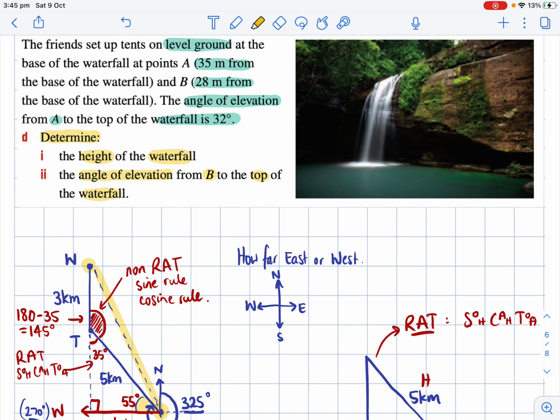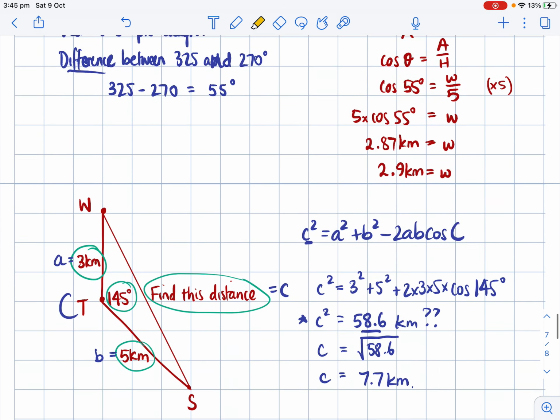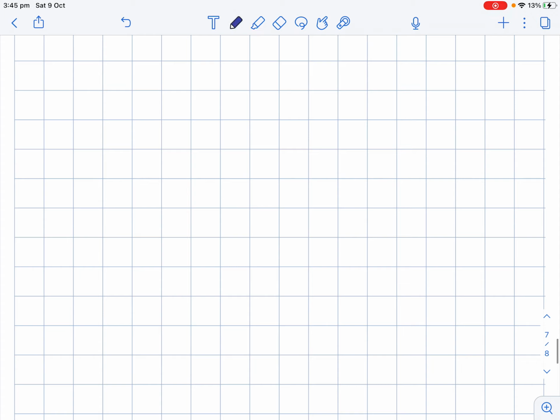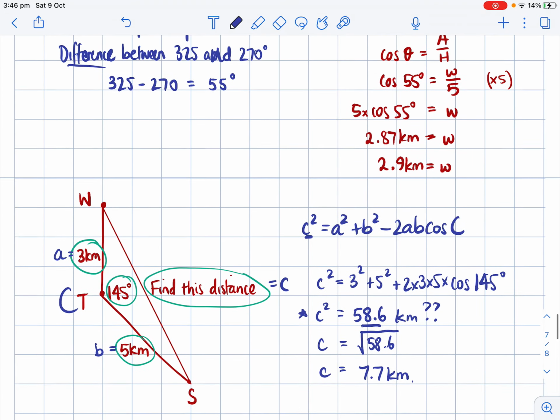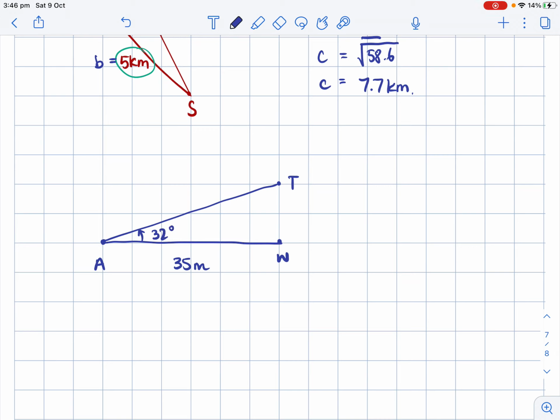Okay, so let's start our diagram again. We've got A is 35 metres, B is 28 metres from the base, and the angle of A is 32 degrees. Start somewhere. So here's A. Here's the waterfall, W, A, and that is 35 metres. And there's the top of the waterfall. Angles of elevation are always from the horizontal, so that would be there. And the angle of elevation was 32 degrees. Find the height of the waterfall.